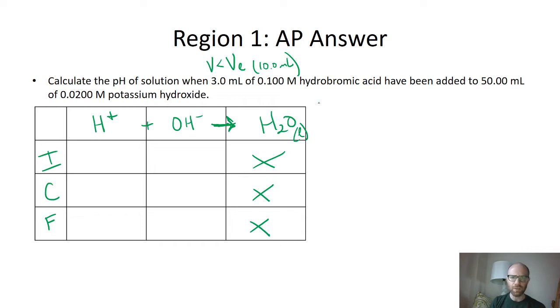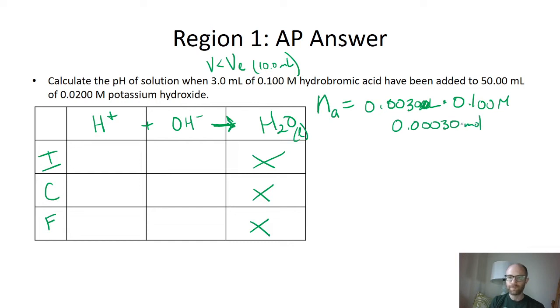But in both cases, we should calculate moles, and the moles of acid added initially are going to be equal to 0.00300 liters. Oh, sorry, one too many zeros. Times 0.100 molar, or 0.00030 moles. And that'll be our initial amount of H+. And for the amount of base, we're going to do the same exact thing. We have 50 milliliters.